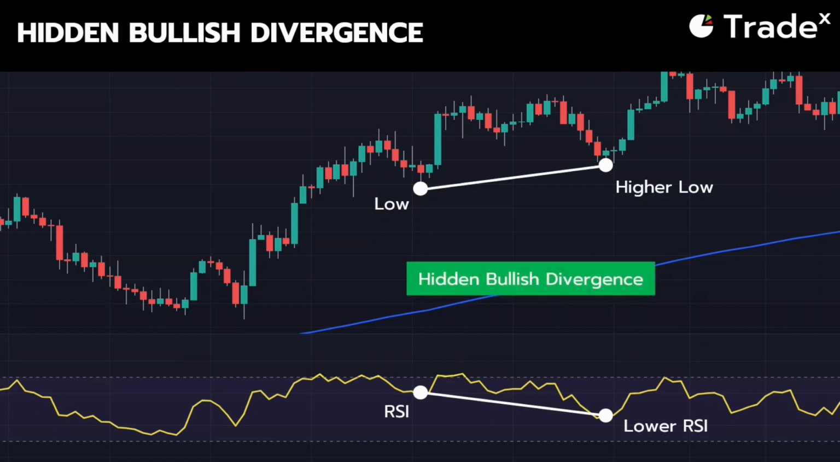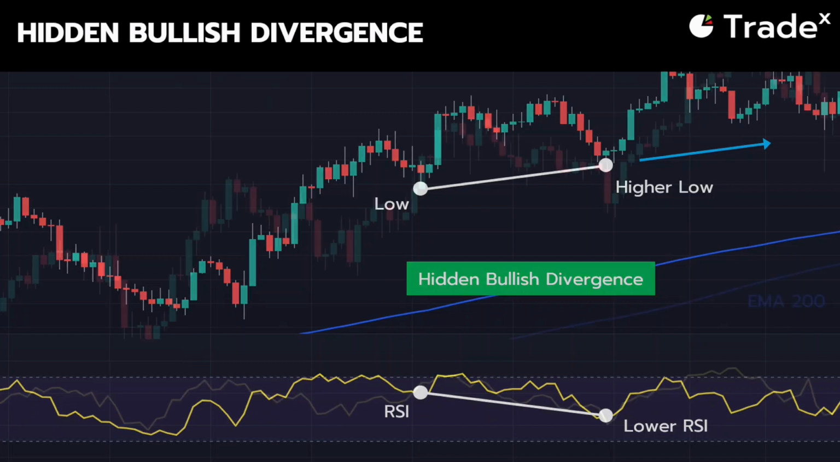This divergence suggests that the current upward trend still has strength, even though the momentum seems to be fading. It's a signal that the trend is likely to continue, giving traders an opportunity to anticipate the next move upward and position themselves accordingly before the market resumes its climb.